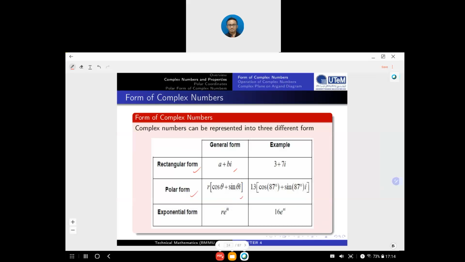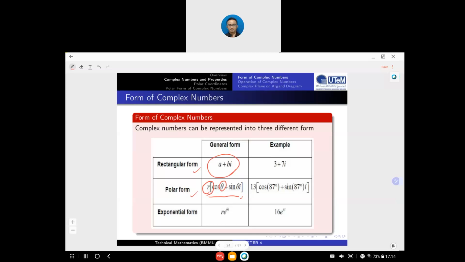So today we continue our lecture, chapter 4, which is complex numbers. For today's lecture, we are supposed to cover 3 subtopics. The first one: complex numbers and properties, polar coordinates, and polar form of complex numbers. Let's proceed to the first one, an overview of complex numbers.